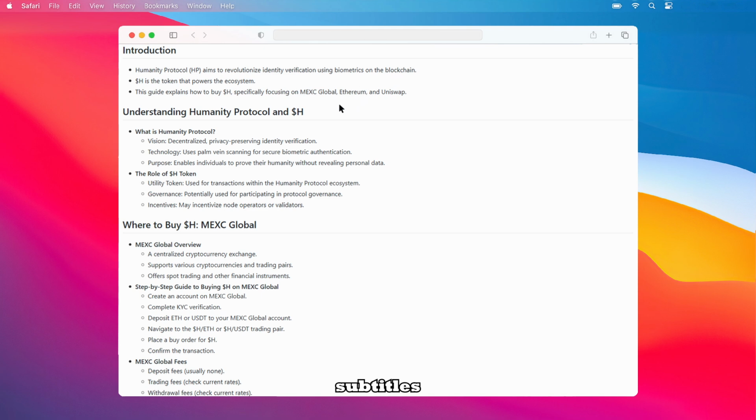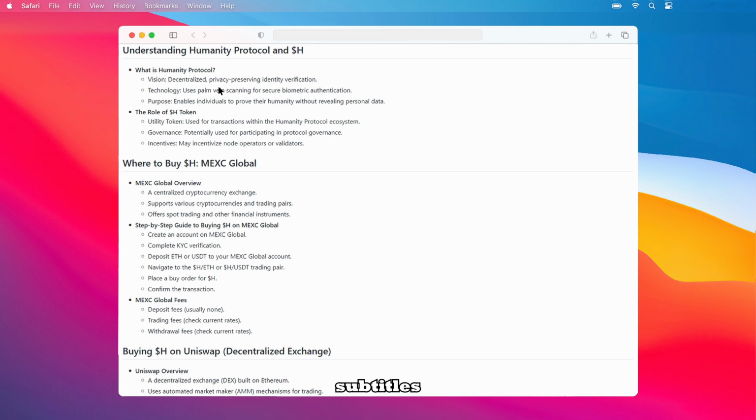Its vision is decentralized, privacy-preserving identity verification. The technology uses palm vein scanning for secure biometric authentication, enabling individuals to prove their humanity without revealing personal data. The $H token is a utility token used for transactions within the Humanity Protocol ecosystem, potentially used for participating in protocol governance, and may incentivize node operators or validators.